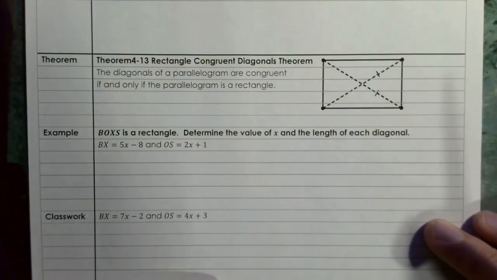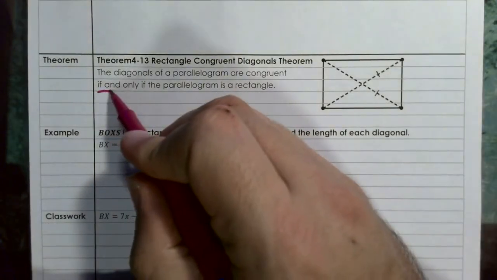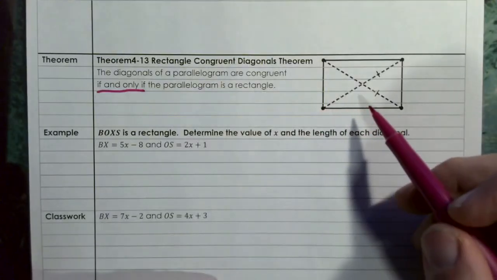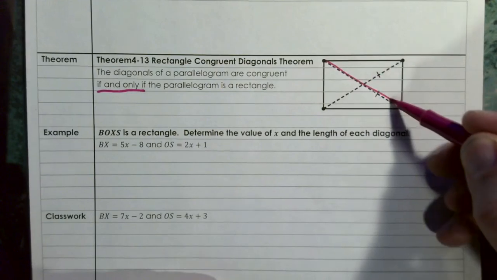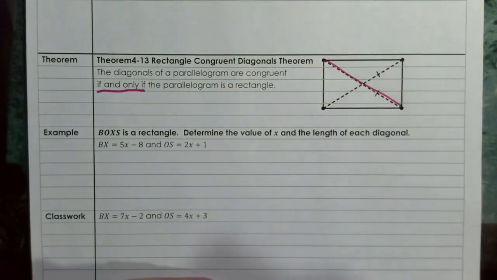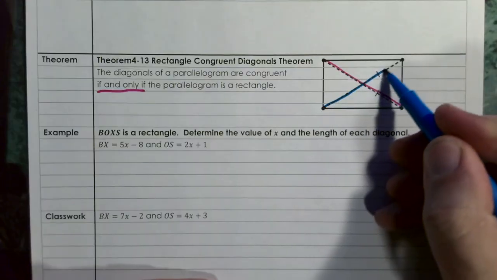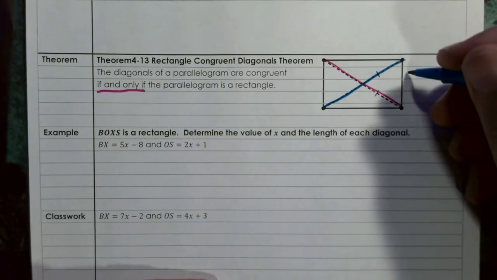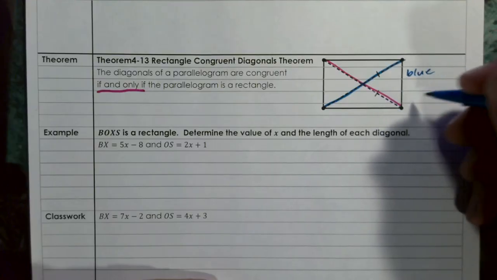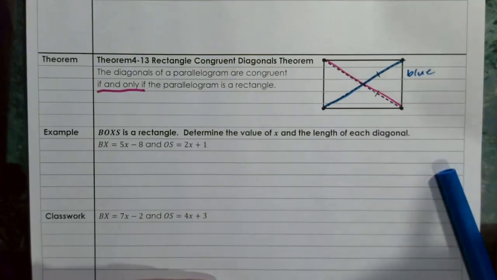We've done all this talk about rhombuses. Let's talk about rectangles. So rectangles have this property: if and only if the parallelogram is a rectangle, this red line right here is congruent to this blue line right here. So going all the way across from one side to the other, that blue is congruent to our red.